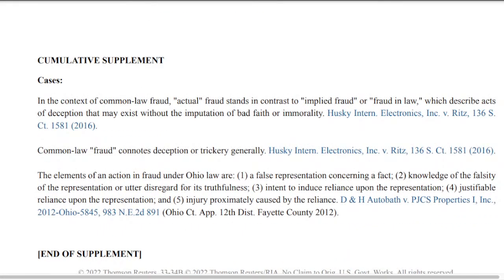So let's continue. In the context of common law fraud, actual fraud stands in contrast to implied fraud or fraud in law, which describes acts of deception that may exist without the imputation of bad faith or immorality. Common law fraud connotes deception or trickery generally. Interesting. Common law fraud connotes deception or trickery generally.